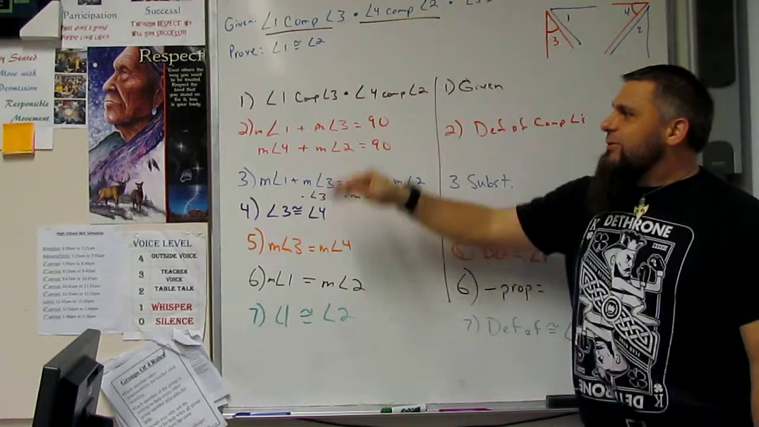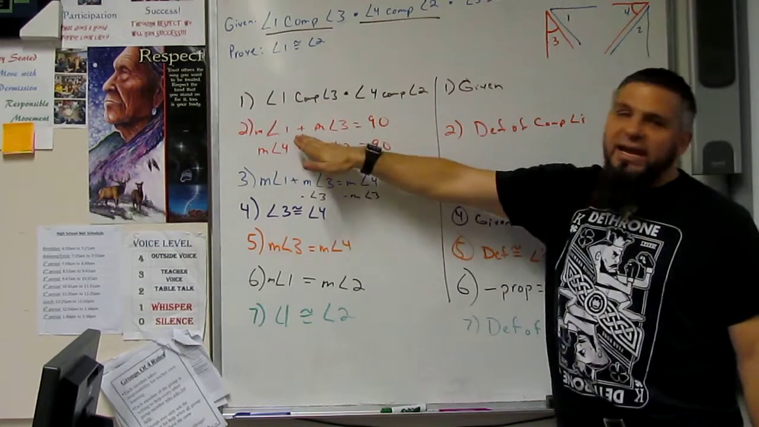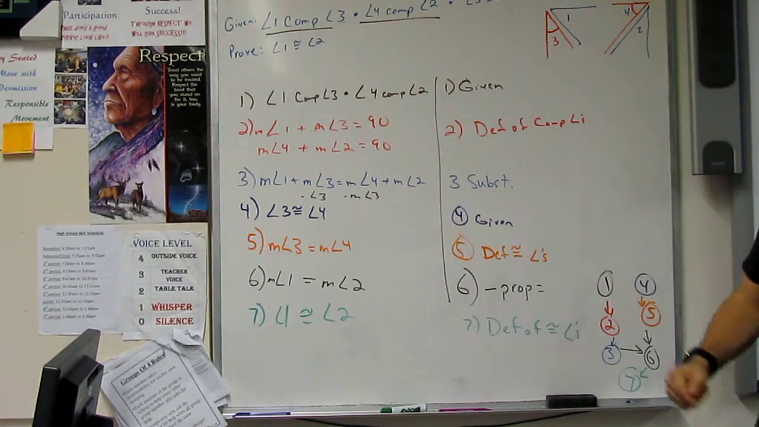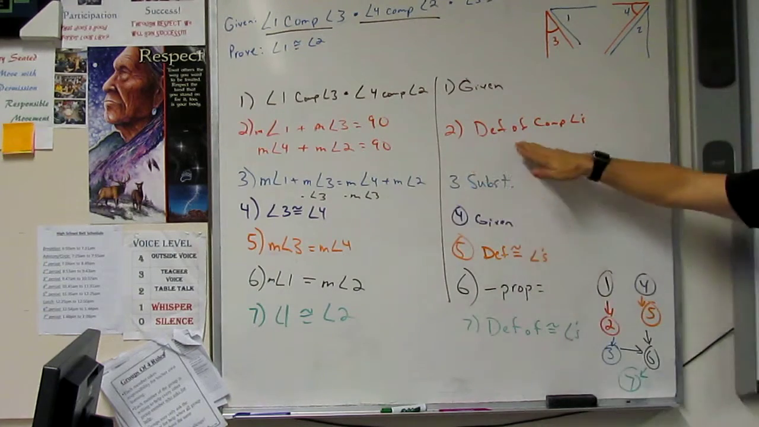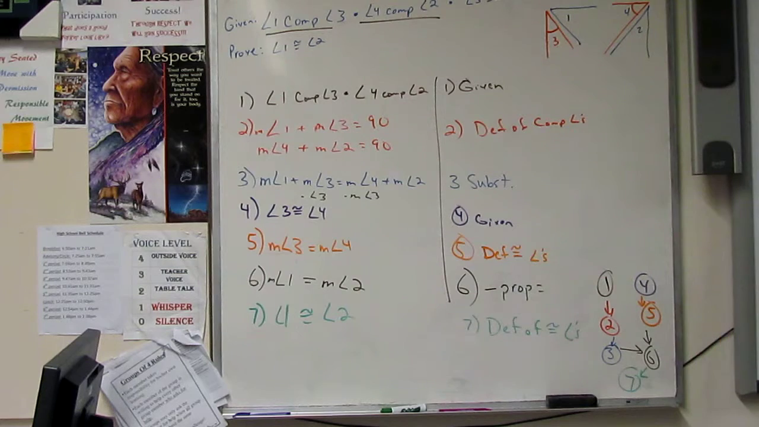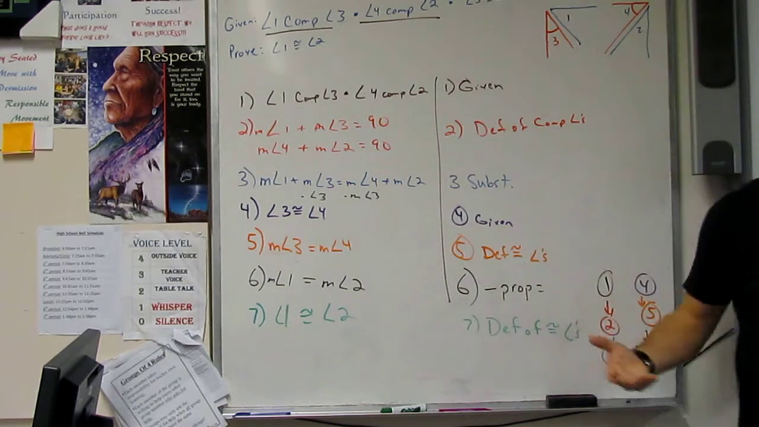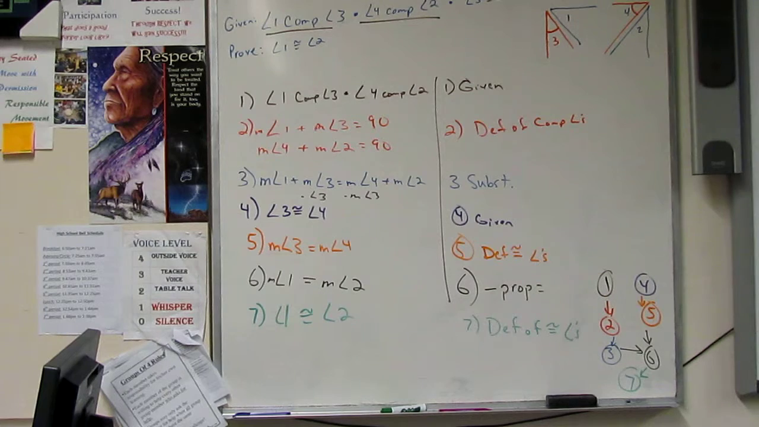Then we said, okay, from this, because they're complementary, they add to be 90. Their measures add to be 90, right? So we did that, and that's definition of complementary angles. Okay? From that, we were able to say, well, if they both equal 90, then they both equal each other. You know, if their measures equal 90, then their measures equal each other. Definition or substitution, right? We just substituted it in.